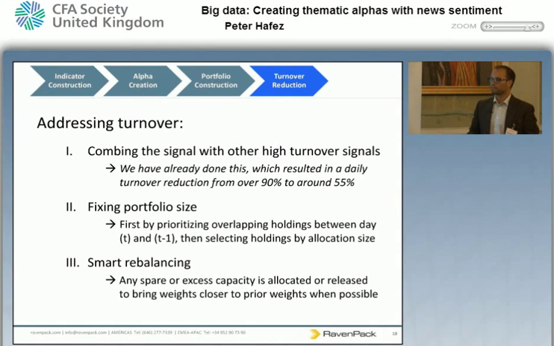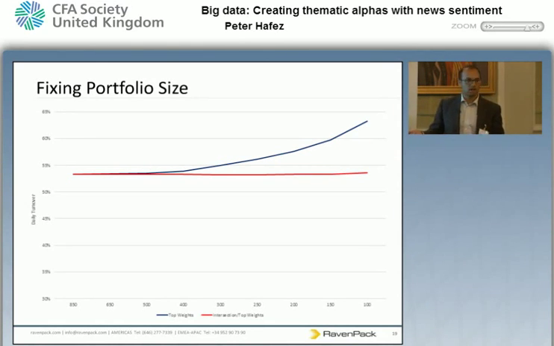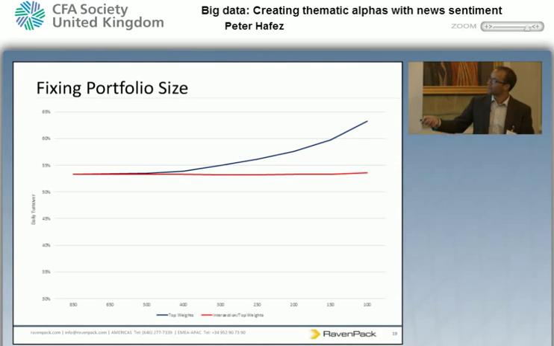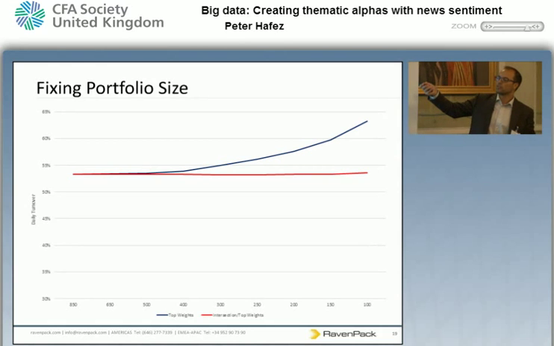So we take those approaches, right? If we look at the fixing portfolio size, the blue line here represents just selecting the top weights. And this is the size of the portfolio. Again, this is for the Russell 1000. So if we allow a portfolio size of up to 850 stocks, you get a turnover of around 53%. As we select our top weights and reduce the portfolio, actually we see turnover going up. And we end up close to or around 63-64% turnover. So decreasing our portfolio size increases turnover.